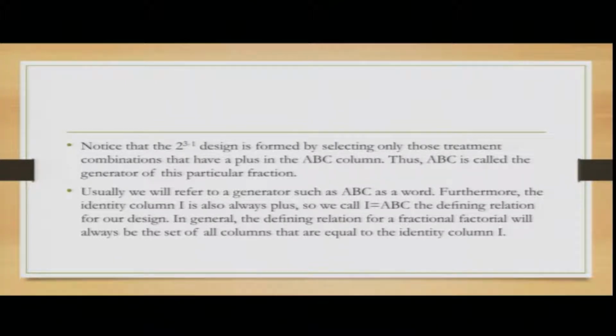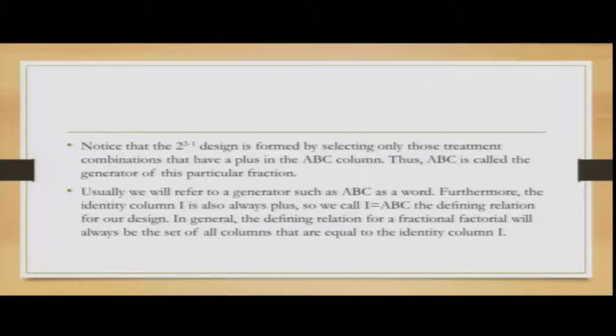Furthermore, the identity column I is always put such that we have I being equal to ABC. That means we are trying to find out the combined effect of ABC, thus defining the relationship for our design. In general, the defining relationship for a fractional factorial would always be the set of the columns that are equal to the identity column, which is basically ABC. So, in case you have ABCD, it will be a combination of A into B into C into D. If it is only AB, it will be a combination of AB.